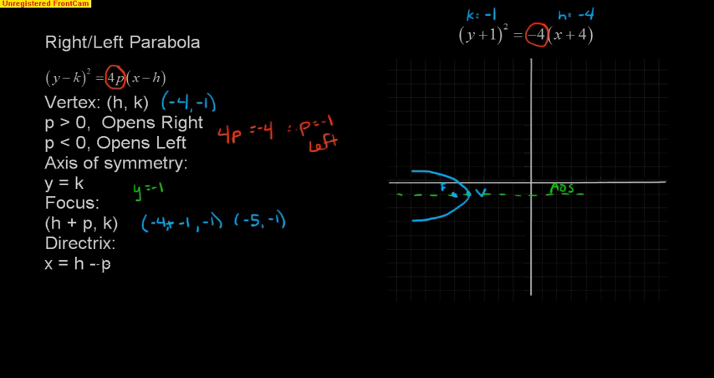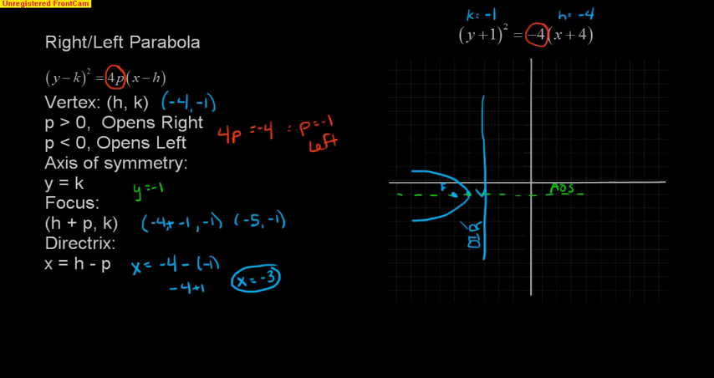And the directrix on the outside is x equals h, negative 4, minus p, negative 1. So that's negative 4 plus 1. So x equals negative 3. So a vertical line here at negative 3. 1, 2, 3. We do that as a solid line. And we label that dir.